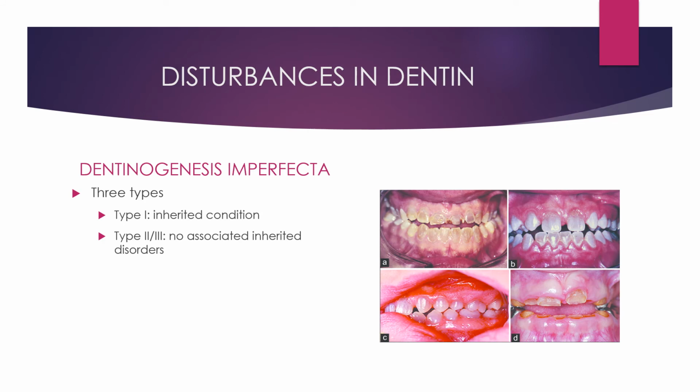Dentinogenesis imperfecta is the opposite condition. This is characterized by defective dentin. I've noted three types here. This is just for your information. But note that type 2 and type 3 have no associated inherited disorders.